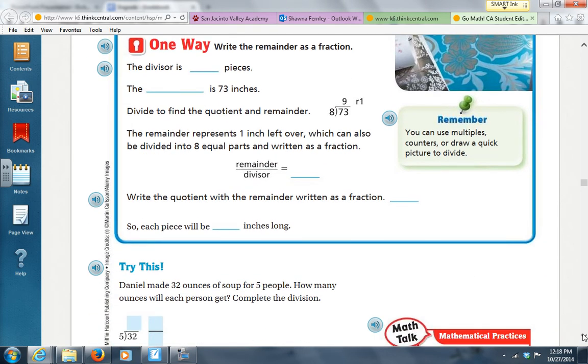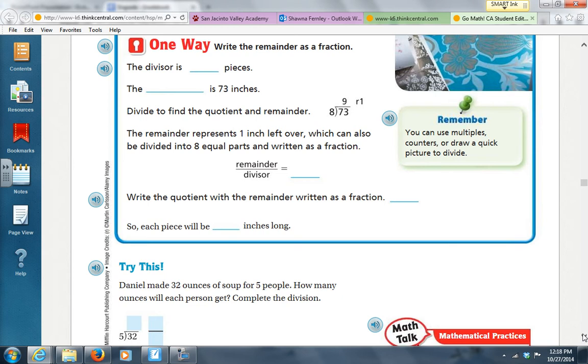One way is to write the remainder as a fraction. Now I'm going to flip between the smartboard and this because otherwise it'll freeze up. Alright, so we have a total of how many inches long? What is our whole number?